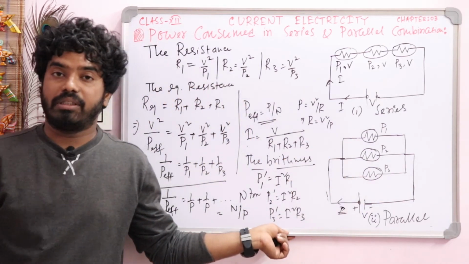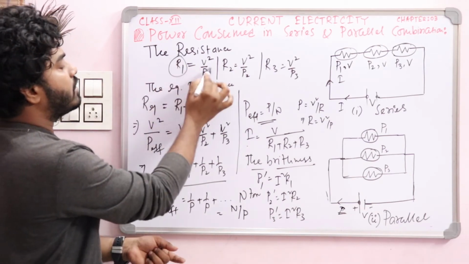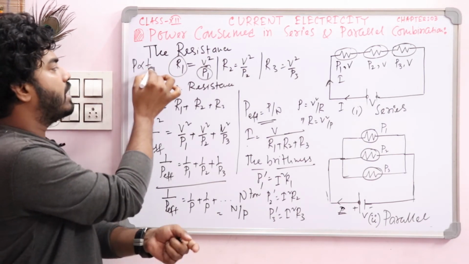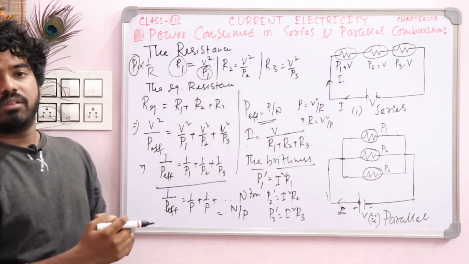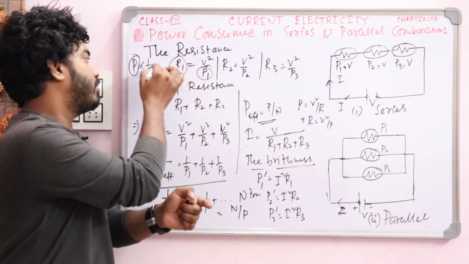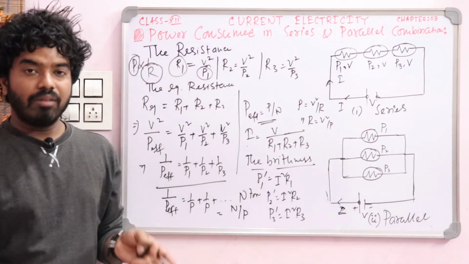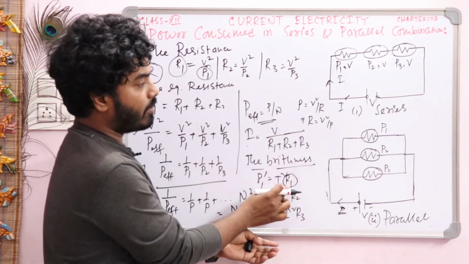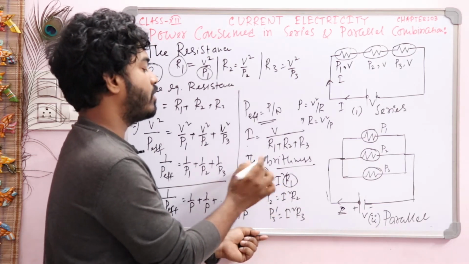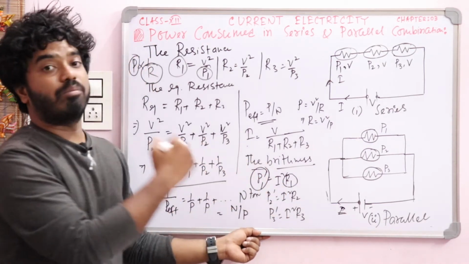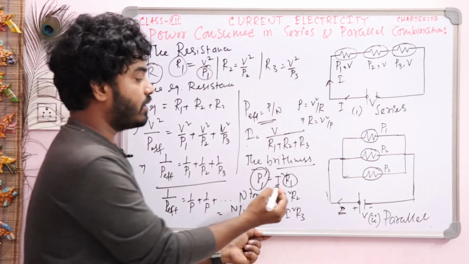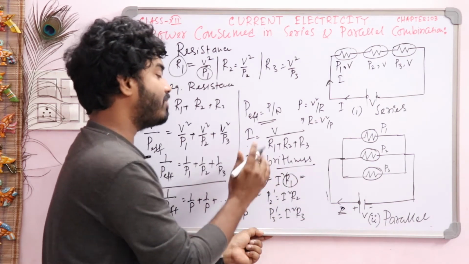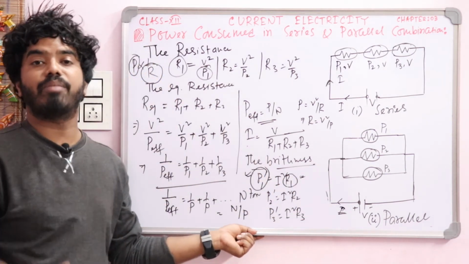What is the meaning of it? In general, you just see resistance and power are inversely proportional. That means the bulb which has the lowest power has maximum resistance, and according to this formula, the bulb which has maximum resistance has the maximum value of P1 dash, which indicates the brightness of the bulb. So for series combination, the bulb which has maximum resistance will have maximum intensity, maximum brightness.